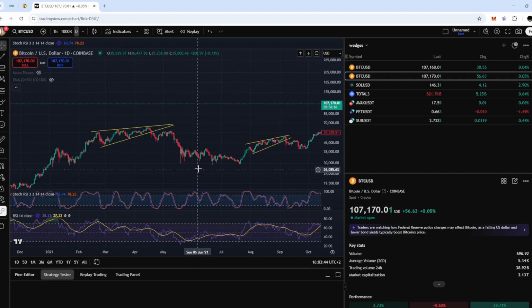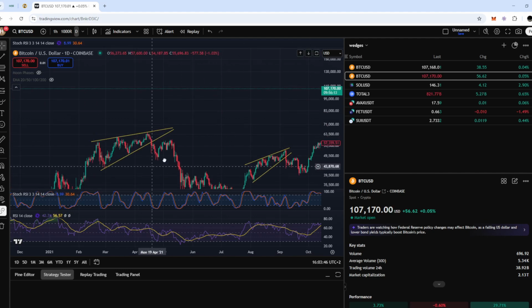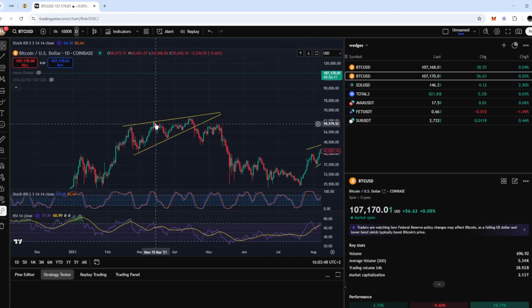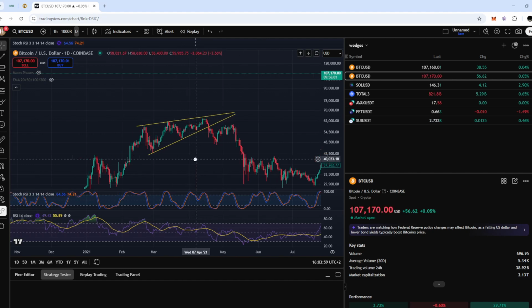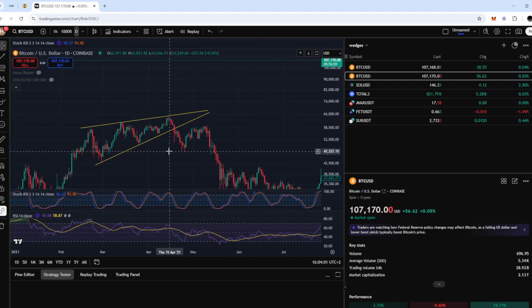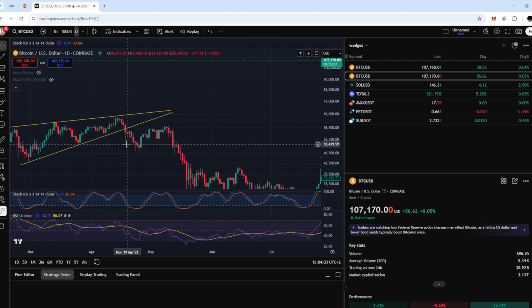Well, here first you have the rising wedge. It's a very clear one. You see here the higher highs, and you see here the higher lows. So this is a very good example of an actual rising wedge. And you see also the effect once we actually broke down. So here we had the breakdown. You have a big drop already.